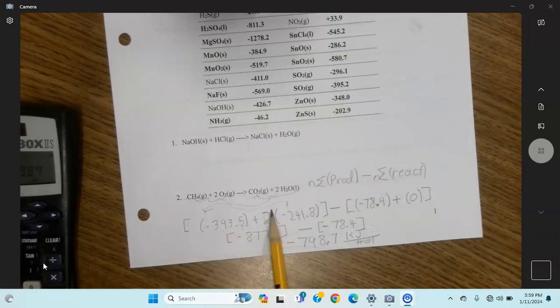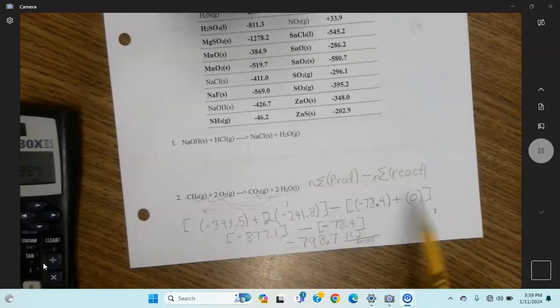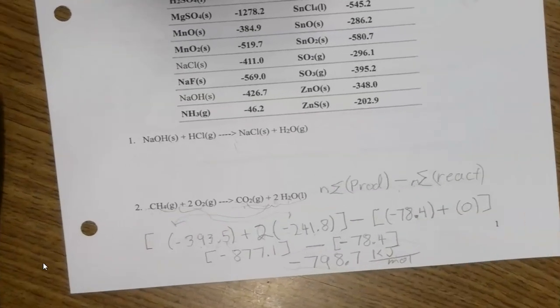All right, so again, the strategy is products on this side. You add the two products together, and reactants over on the right side, you add them together, and then you put them in square brackets. You put a minus sign between them and subtract, okay?